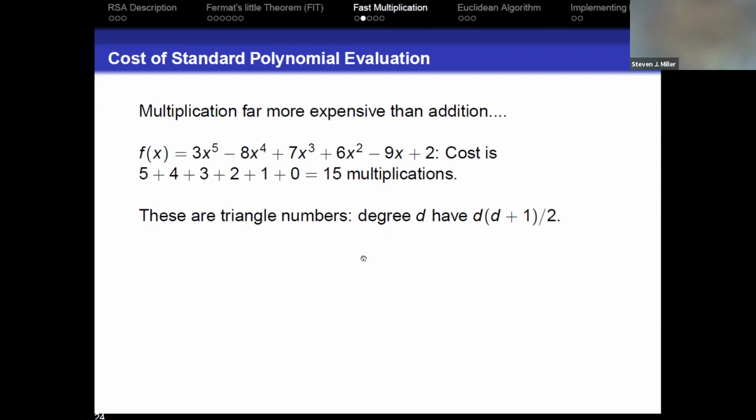So when I want to figure out the cost of multiplying, to calculate 3x to the 5th, x times x is x squared, times x is x cubed, times x is x to the 4th, times x is x to the 5th, times 3 is 3x to the 5th. So this costs 5 multiplications to get 3x to the 5th, 4 multiplications to get 8x to the 4th, 3 to get 7x cubed, and so on. So the number of multiplications is 5 plus 4 plus 3 plus 2 plus 1 plus 0, or 15. And so these are going to be the triangle numbers, and these numbers will show up again later tomorrow.